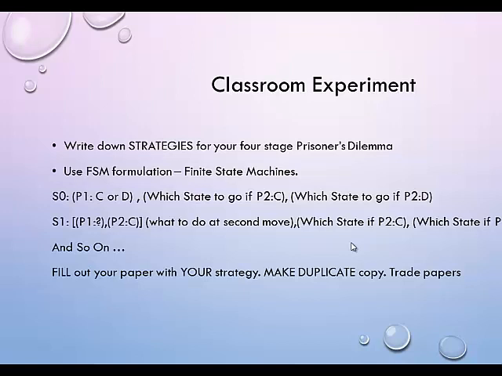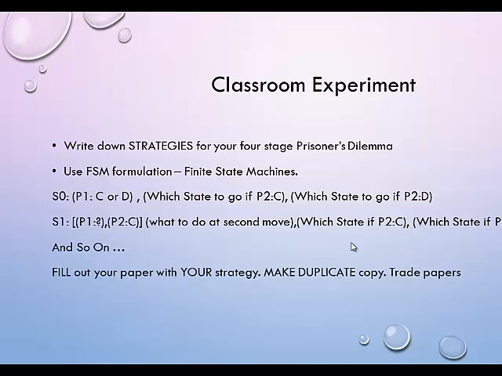In row 4, write down what you will do if the other player... Okay, so that's the end of the second move. Now we are at the third move. In row 4, write down what you will do if the player has cooperated on both rounds. He played C on the first game and C on the second game. Now what will you do in the third game? That's what you write in row 4.